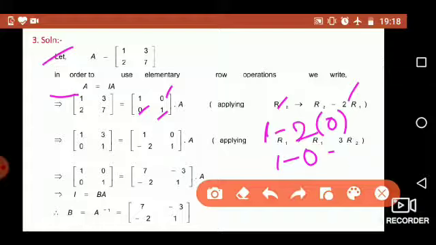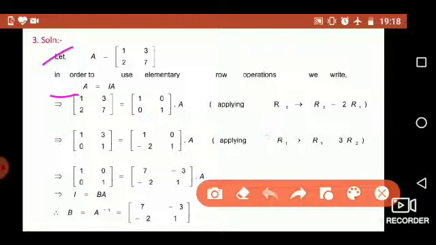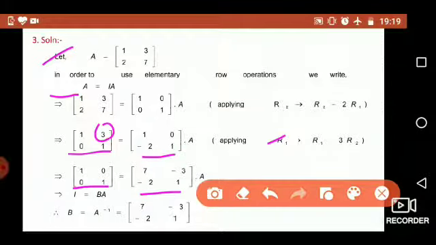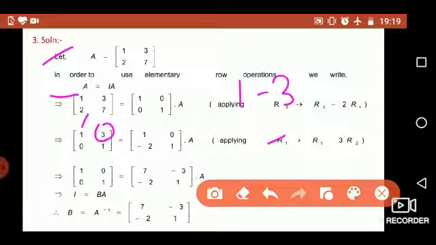Now, our intention is to get 0 in the first row, second element. Here we should get a 0. For that, we have to change our first row. The second row remains the same, that is 0, 1. On the right hand side, the second row remains the same, that is minus 2, 1. Now let me apply the sequence of row operations. R1 changes to R1, first element is 1, minus 3 times the corresponding elements of R2, that is 0.